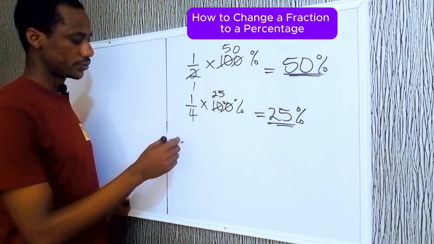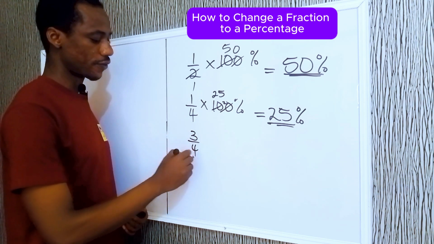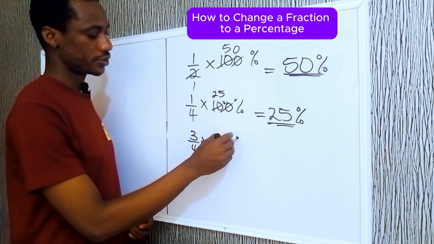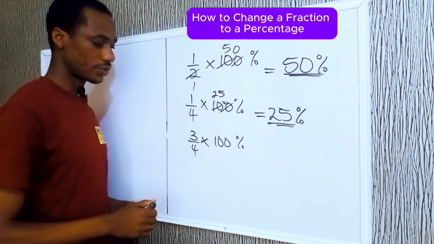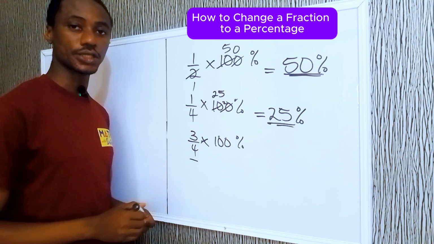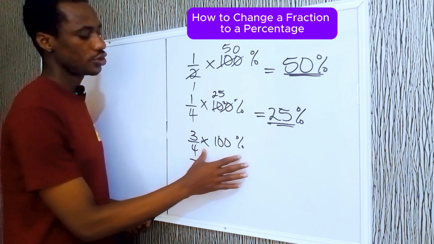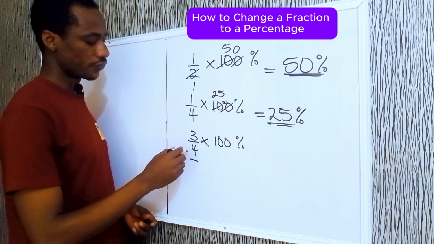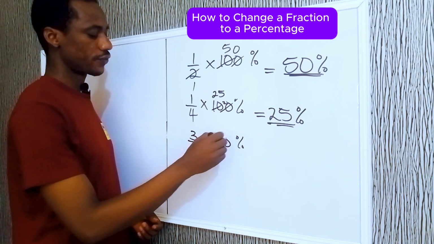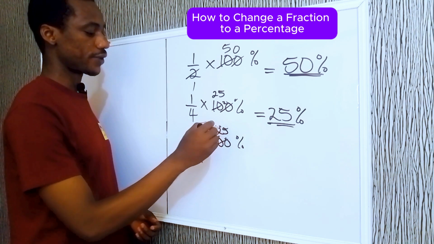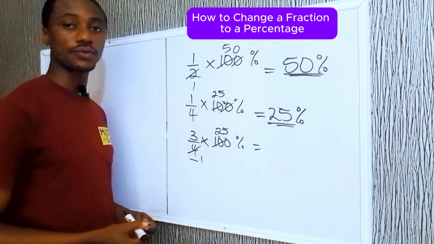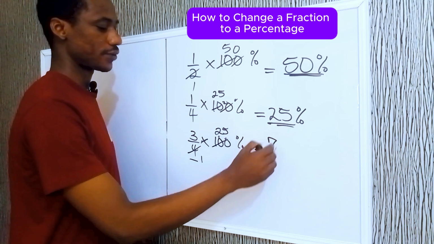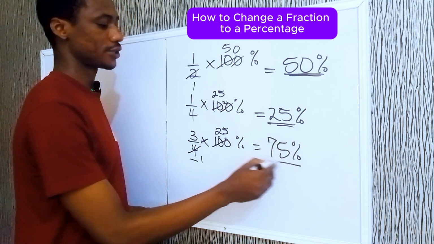One more popular one. So we have 3/4 times 100%. So remember, when you're converting a fraction, or any number, to percentage, you multiply by 100, right? And you attach the symbol. Okay, so 4 in 4 is 1. 4 in 100 we already know is 25. Then 25 times 3, that's 60 plus 15, right? That's 75. Okay, so 75%.